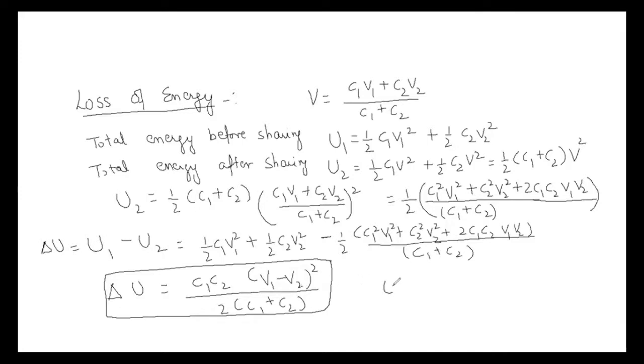So here we see that U1 is greater than U2. Why? Because (V1 - V2) whole square will always be positive. So delta U is positive and delta U is U1 minus U2. So U1 is always greater than U2. This is the loss of energy which appears in the form of heat and spark.